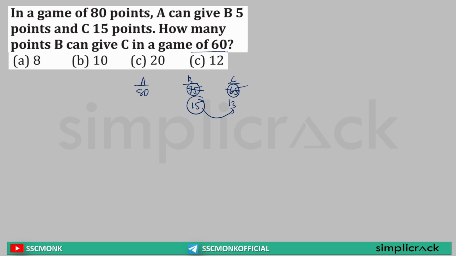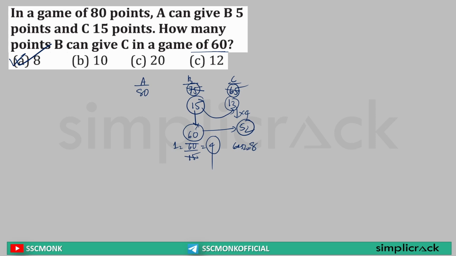Now it is saying the game is of 60 points. So 15 parts is equal to 60, 1 part is equal to 60 by 15, or you can say 1 part is equal to 4. So if 1 part is equal to 4, this 13 parts will be 13 into 4, that is 52. So when B is 60, C is 52. What is the difference? 60 minus 52 is equal to 8. So in a game of 60 points, B gives C 8 points. Clear? So this is how you can answer the game points questions.